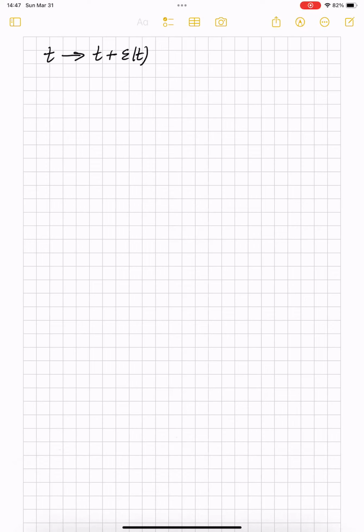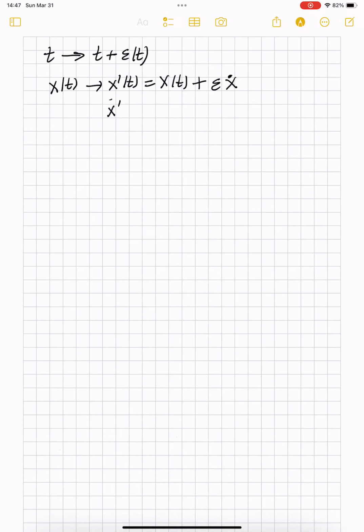If we do that, what happens to x of t? Well, x of t goes into x primed of t, which is equal to x of t plus epsilon x dot. So far, this looks exactly like what we had before. The difference comes when we start to differentiate.